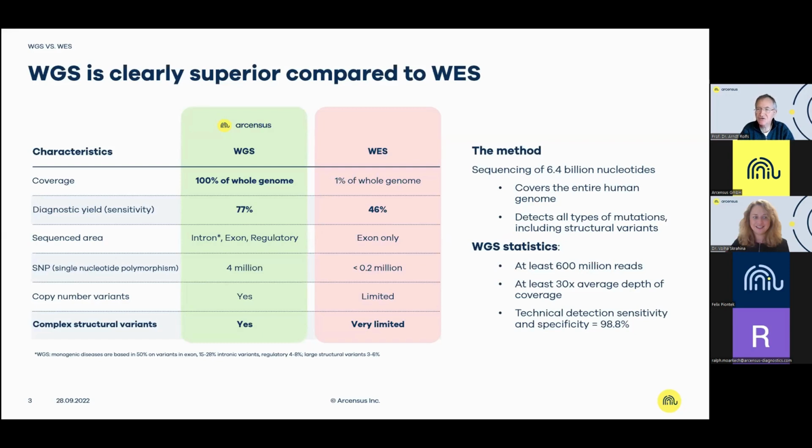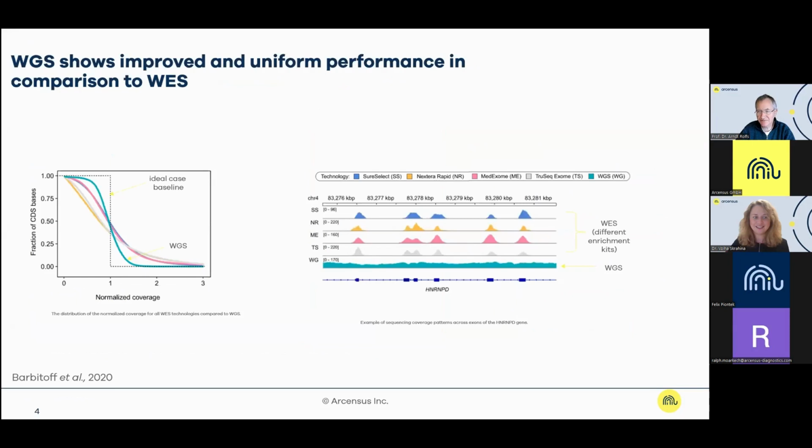And the challenge for sure is, out of these roughly 4 million, to prove which one of them is really causing the disease. And the most important technical advantage of the genome is that it covers the complex structural variants so nicely, as I have already mentioned. However, beside that, there is also a significant technical advantage.